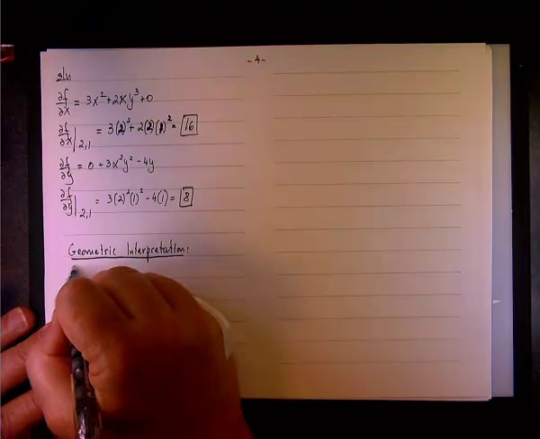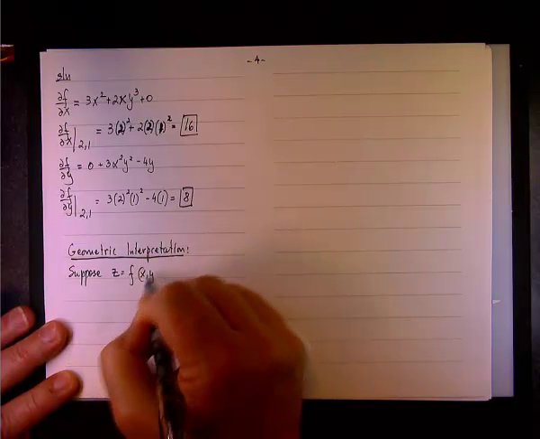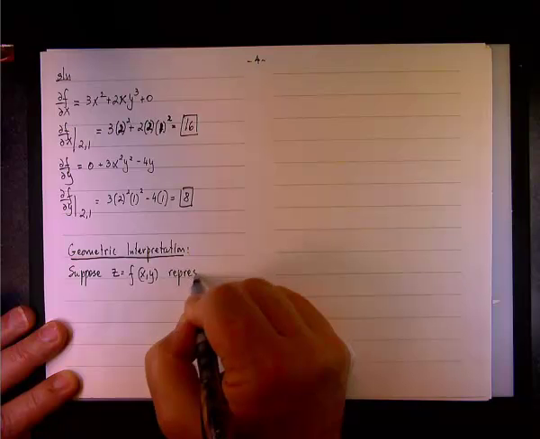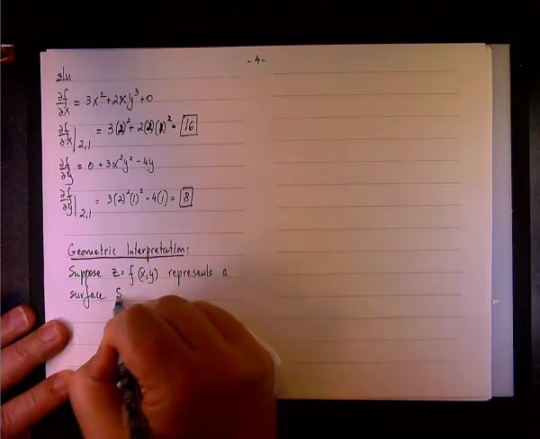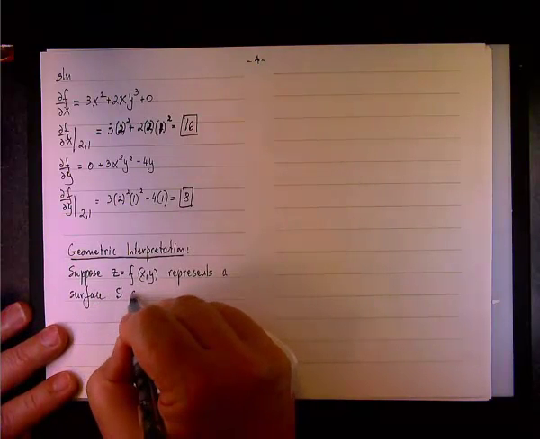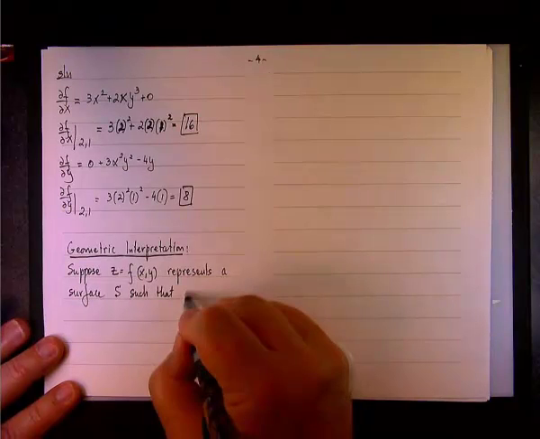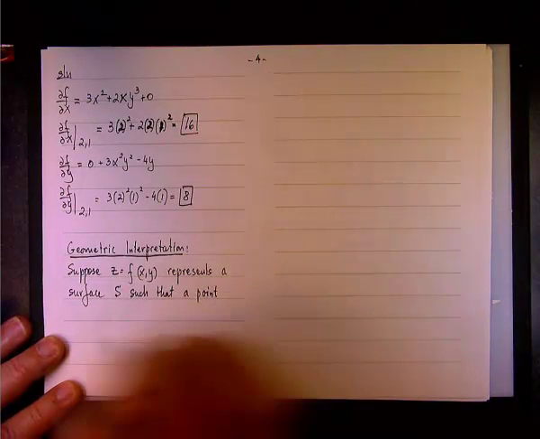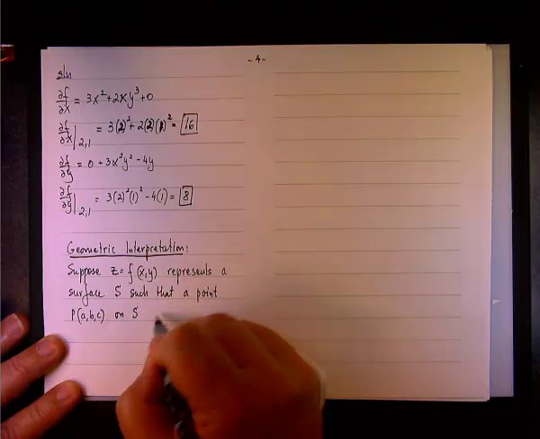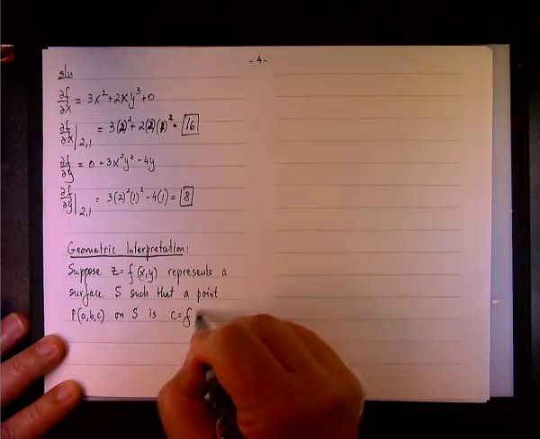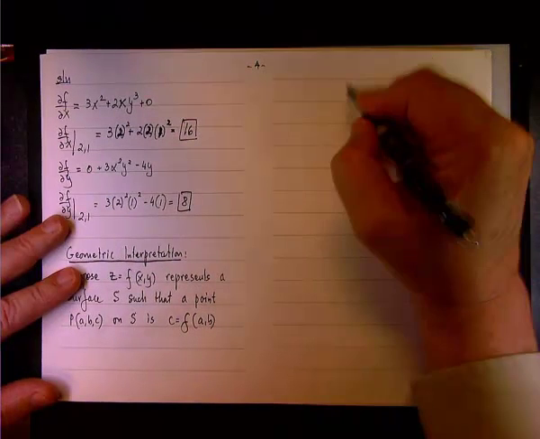So suppose z equals f of x, y represents a surface S, such that a point P equals (a, b, c) on the surface S is c equals f of (a, b). Okay? So what does it mean?